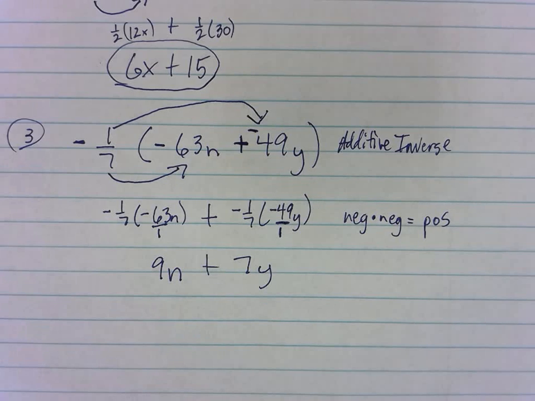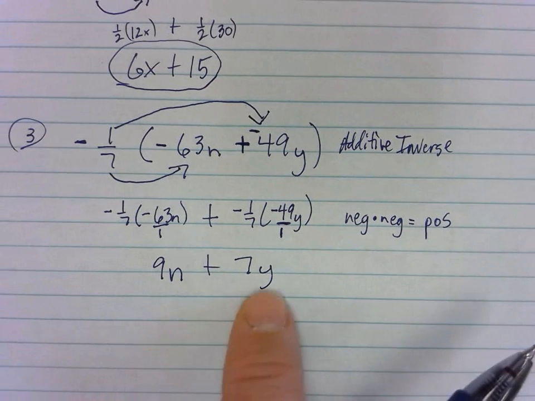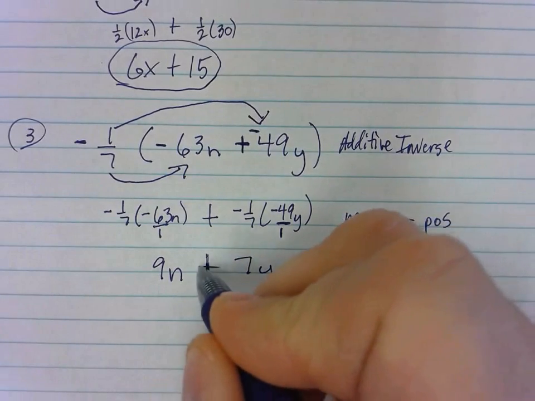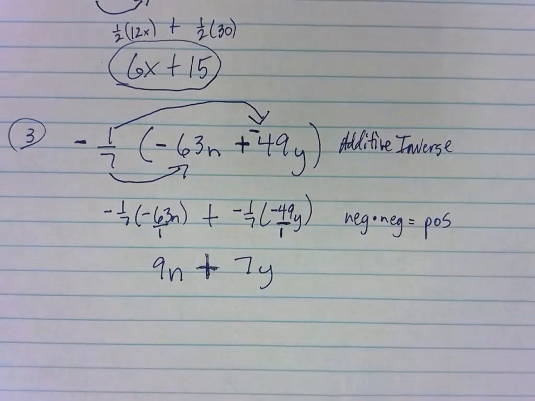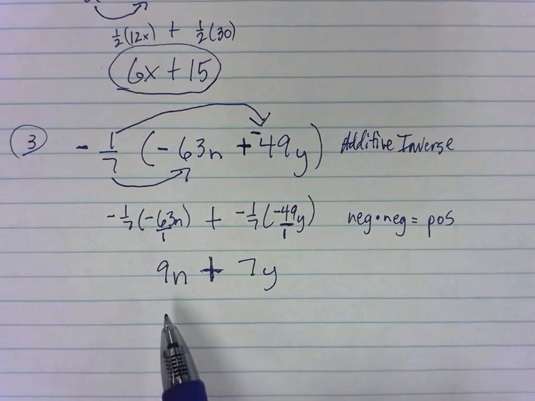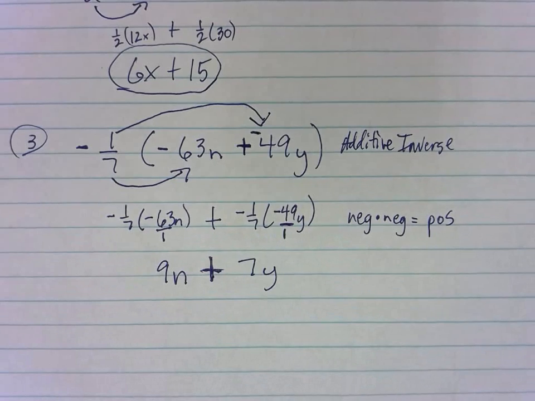I hope you're telling me no, because you cannot put the n's with the y's, because they are not like terms. They are unlike terms. So you cannot put that together and tell me that's 16ny. That doesn't work. All right, so 9n plus 7y. Negative times negative is a positive.